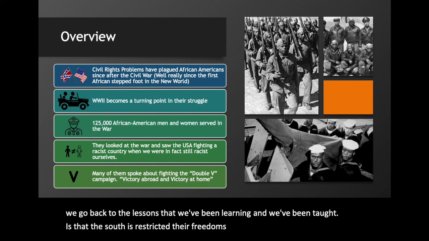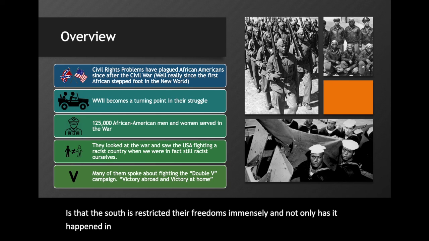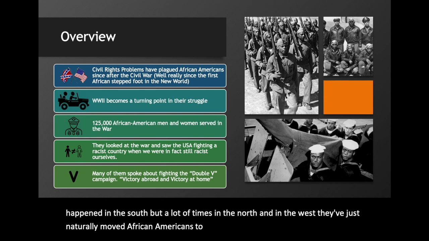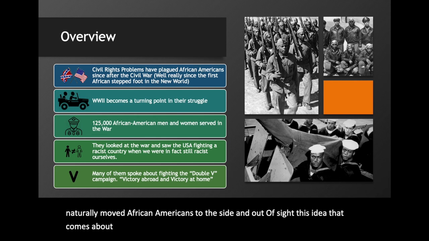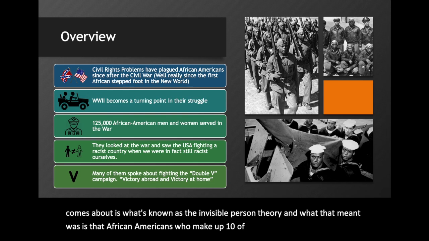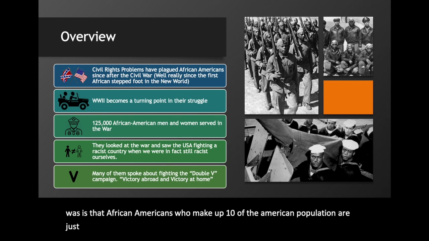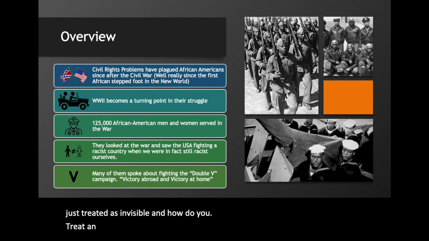And not only has it happened in the South, but a lot of times in the North and in the West, they've just naturally moved African Americans to the side and out of sight. This idea that comes about is what's known as the invisible person theory. And what that meant is that African Americans, who make up 10% of the American population, are just treated as invisible. And how do you treat an entire group, one of every 10 people, as invisible?